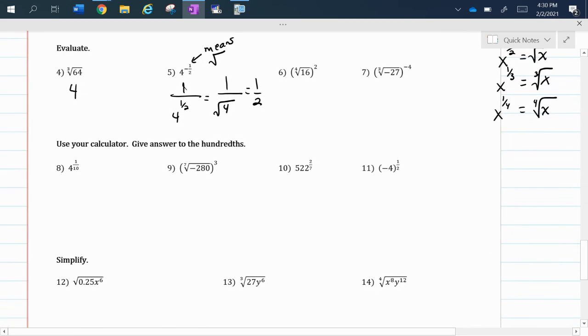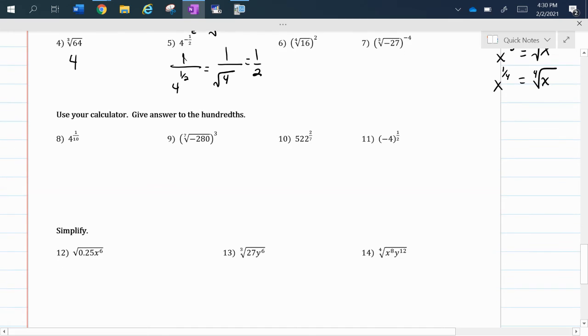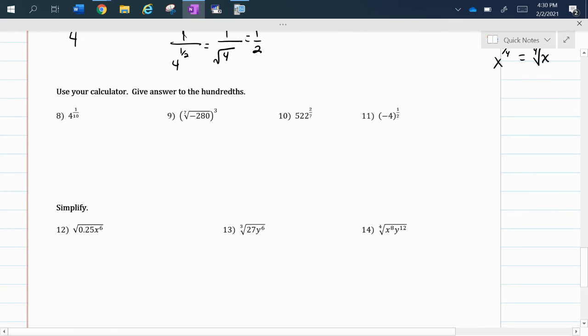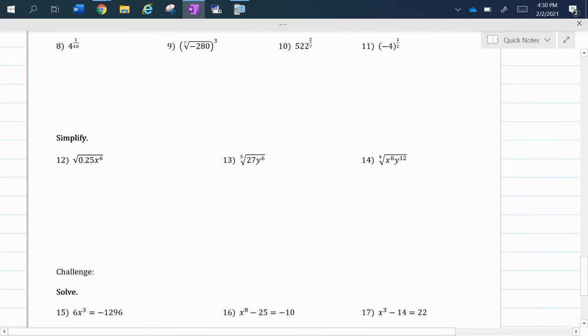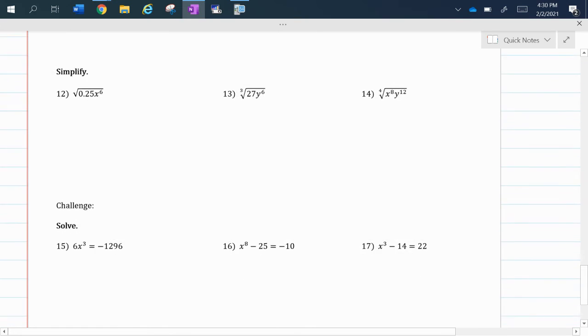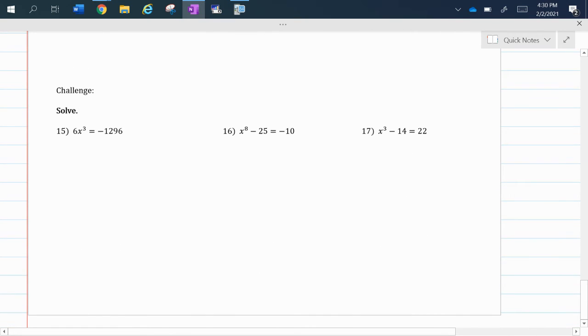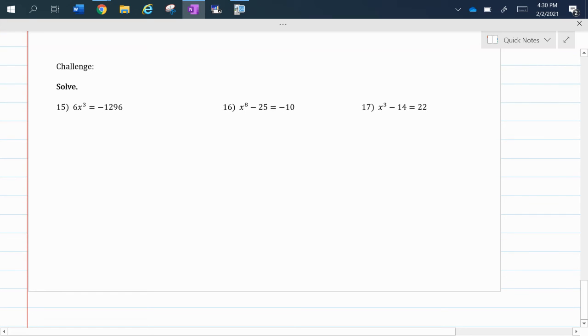Okay, now we're going to go down to, we can use our calculator to estimate these, so that's not hard. We'll be able to do that. But let's go, and we've already looked at these. So I want to solve a couple of equations, and then we'll look at a couple of homework problems.